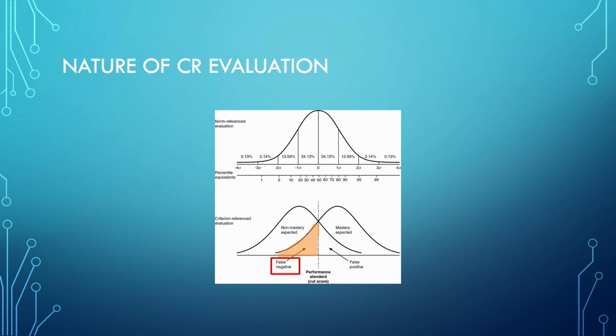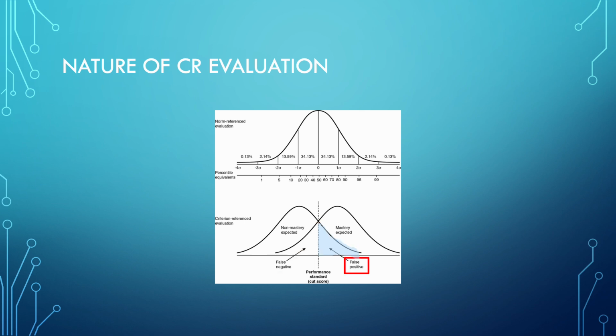So this highlighted part in orange, these are our false negatives. So we expect they have the requisite knowledge to safely drive, should be able to get their driver's license, but they didn't meet the appropriate score. So they scored below the threshold, but they do have that knowledge. That's what we call a false negative. This is where a master is classified as a non-master.